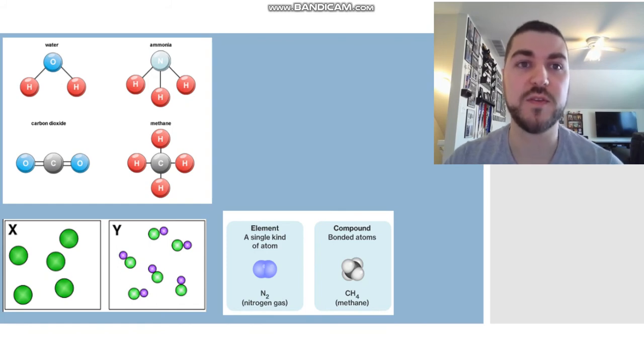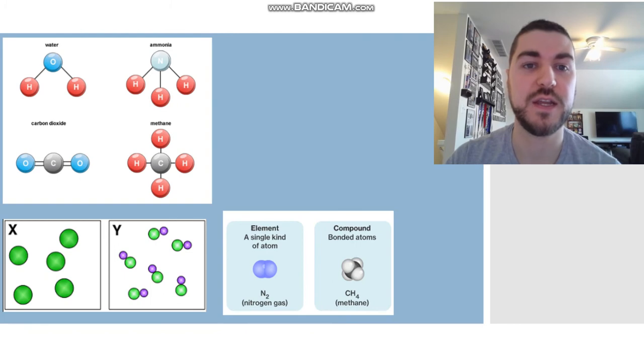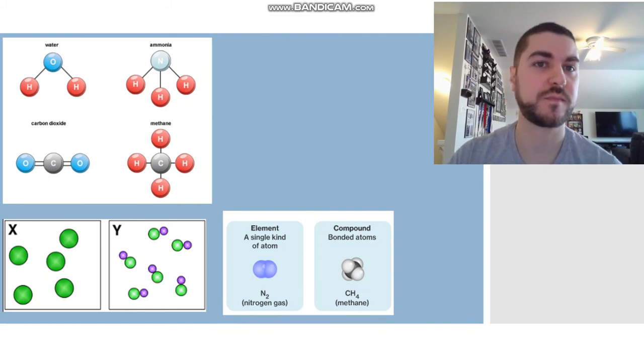So in the top left of the screen, you'll see things like water, ammonia, carbon dioxide, and methane. And you can see that each color will have a different letter inside it, and that's going to represent a different type of element. So water is made up of two H's and one O, or H2O, and it's made of hydrogen and oxygen atoms. So two different types of atoms bonded together, that's a compound.